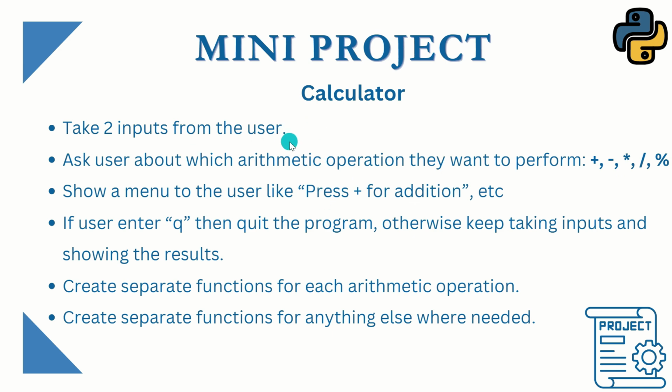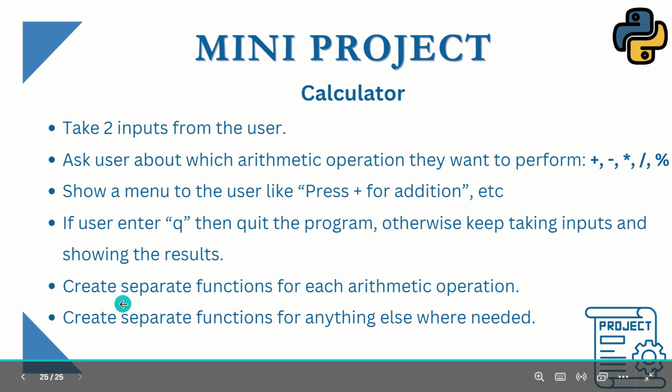And then again, it will ask to enter two numbers, right? But if the user enters Q instead of any operation, then it should quit the program. Otherwise, it should keep asking for the numbers and operations and so on and so forth. Now, obviously, so far we can see there's going to be a loop. There are going to be multiple if-else conditions. But we have to create a separate function for each arithmetic operation.